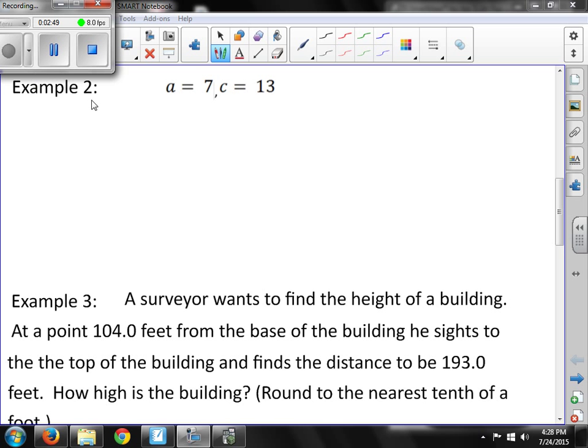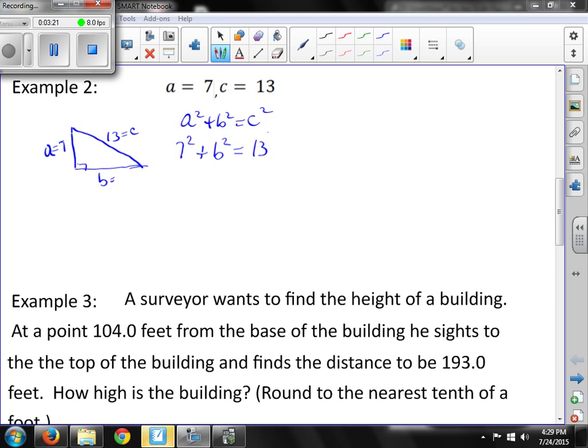Okay, on this one, we're given the hypotenuse. We're given C. The one across from the right angle is 13. That's C. A is 7. It doesn't matter which one of the legs you label as 7. And B is the one that I'm looking for. So I'll have A squared plus B squared equals C squared. A is 7, so I'll have 7 squared plus B squared that I'm looking for is equal to 13 squared.